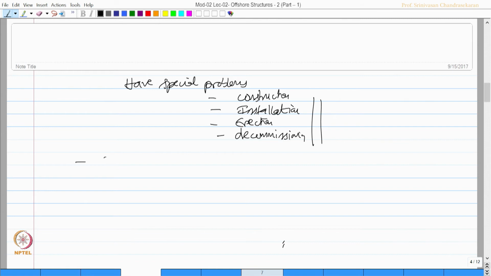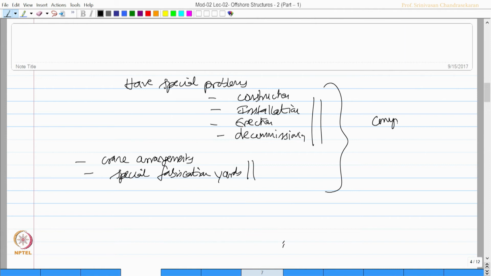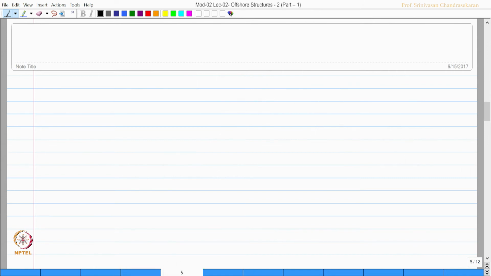They need special kinds of crane arrangements. They also need special fabrication yards to erect such kinds of platforms, which all include complexities during the construction process. So, I should say they have an increase in complexities during construction and installation.